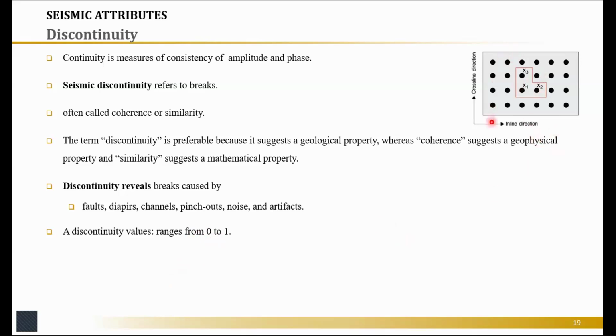So in order to know how the discontinuity is calculated, you start with the trace x1, and you have the adjacent traces. You're trying to see the change of the amplitude and the phase from x1 to x2 and comparing also to x3. You will find that change by using a cross correlation. If you have similarity, it will be 0. If you have dissimilarity, it will be 1. So we'll identify that you have something here which separates this trace.